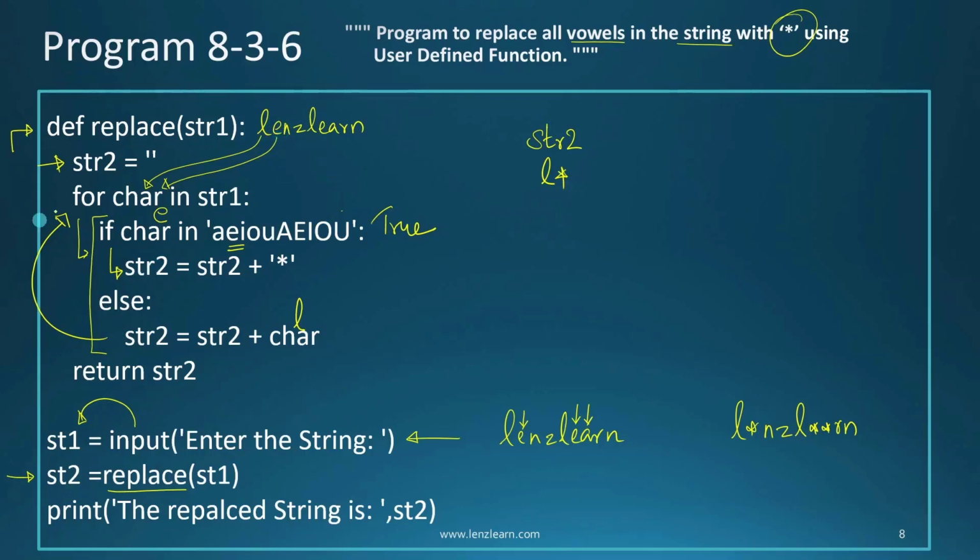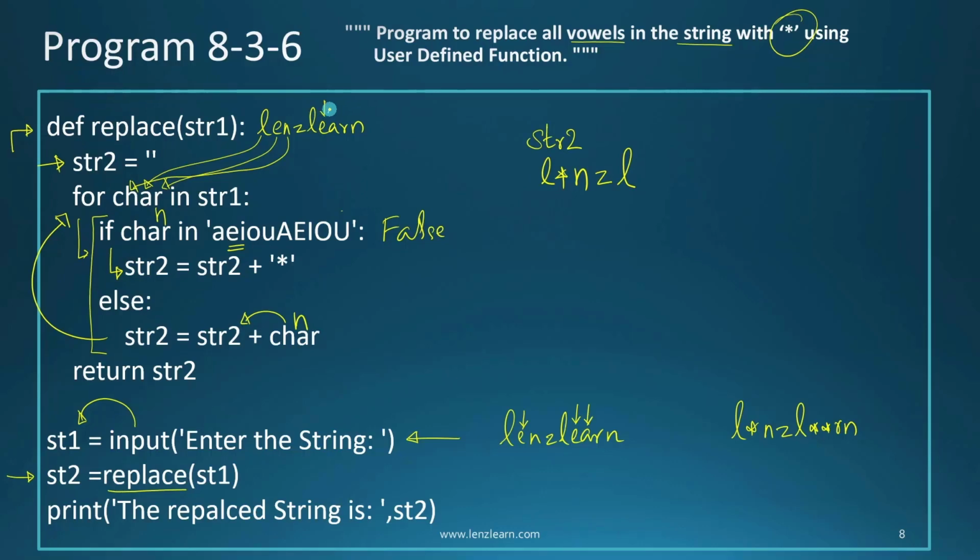So now again the control will come back to for, then n will be loaded into char. I will check whether n is available in this combination. It is not, so this will evaluate to false. The control will come to else. There I will add n to the value of str2. So after this star, n will be added. After that, L will be added once you go forward in the for loop.